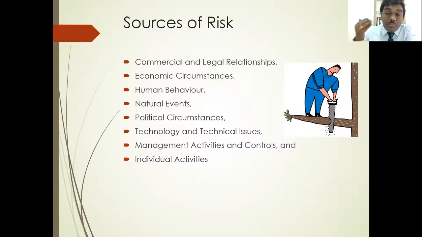And more importantly, many of them today in India or across the world are losing their jobs. So economic circumstances, human behavior, we don't know how a person will behave at one given point in time. Today he may behave in one method, tomorrow he may behave in a different method. Natural events, events which are outside our control, earthquake, tsunami, floods, political circumstances. In fact, many of them argue that elections sometimes are rigged. Those things are issues there.